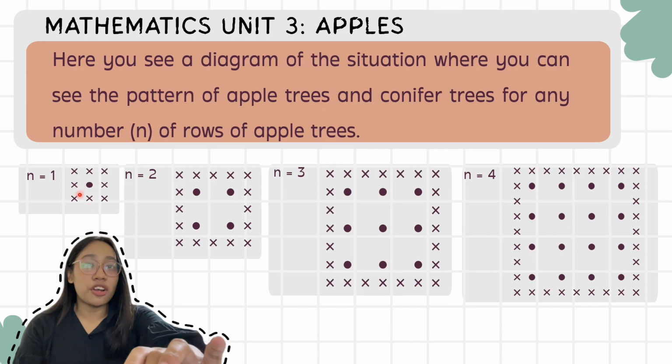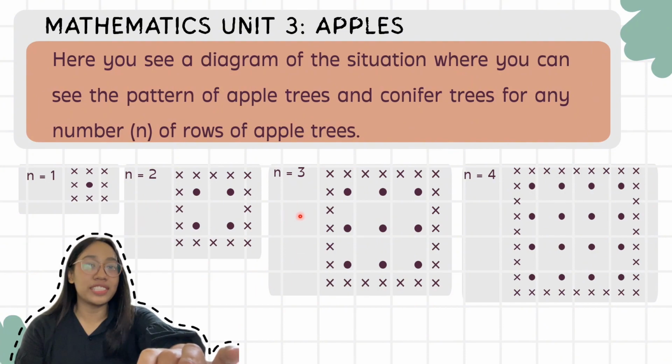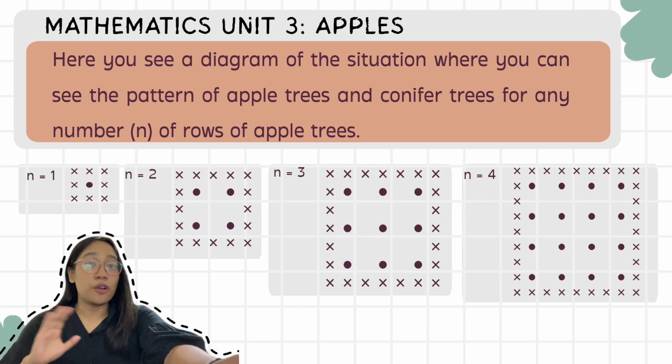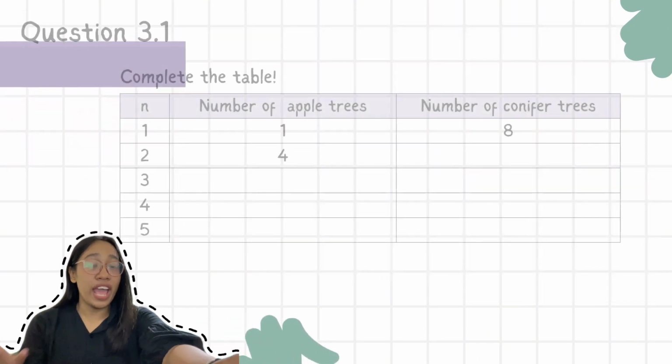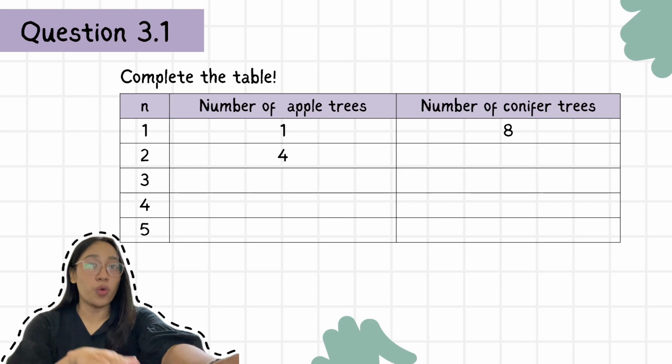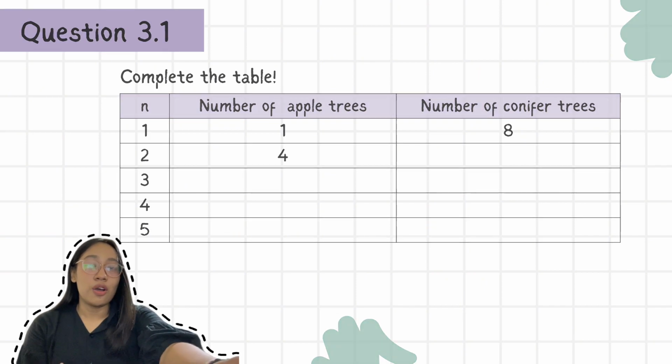So this is the picture of n is equal to 1, and then this is the picture of n is equal to 2, and then this is the picture of n is equal to 3, and the last is the picture of n is equal to 4. So we have three questions. This is the first question, question 3.1. We must complete the table of the number of apple trees and number of conifer trees. So what should we do?